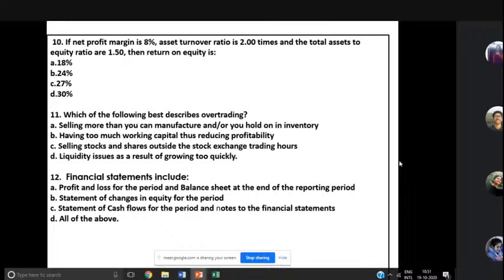Okay. Question number 11. Tell me the answer. Question number 11. Which of the following best describes overtrading? Option D. D is the answer. Liquidity issue as a result of growing too quickly or fast, right? Yes, liquidity issues. What is the lesson from this? If you start the business, one year down the line as an entrepreneur, you are going to face liquidity issues. You will not get confused because you are operating in an overtrading scenario. Whenever a company operates in an overtrading scenario, there are going to be liquidity issues.